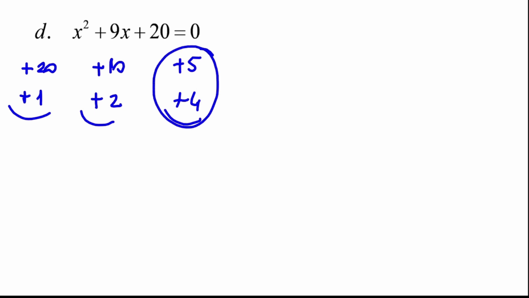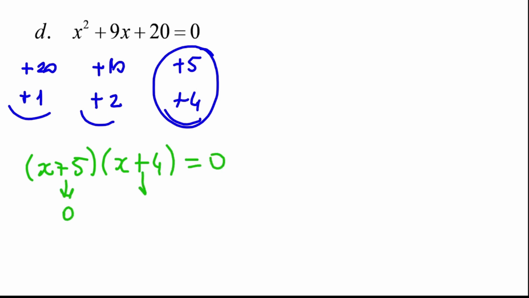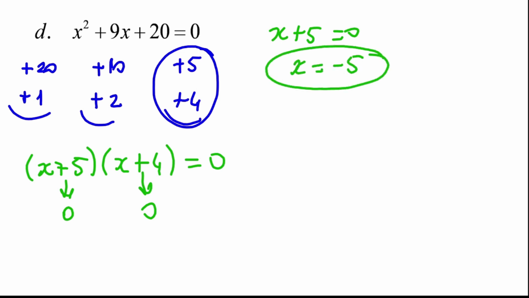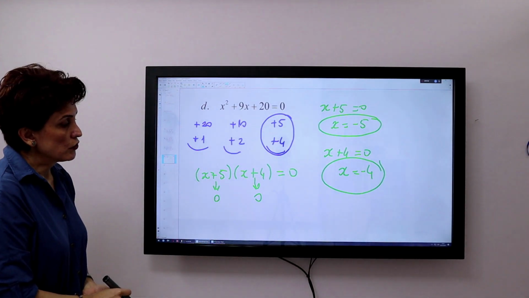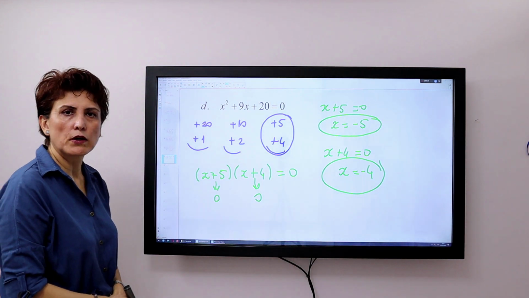If I factorize this, (x + 5) times (x + 4) is 0, right? First one could be 0, second one could be 0. So, if the first one is 0, if we move 5 to the other side, it becomes negative, right? Then x + 4 is 0. If we move positive 4 to the other side, x is negative. So, 2 different solutions we found for this equation. Got it?